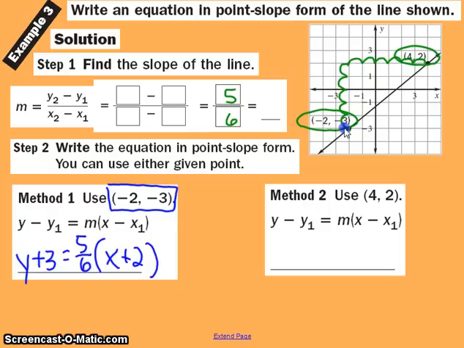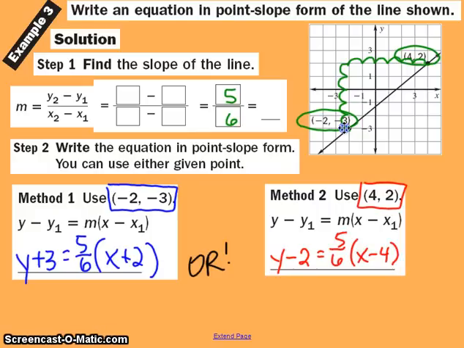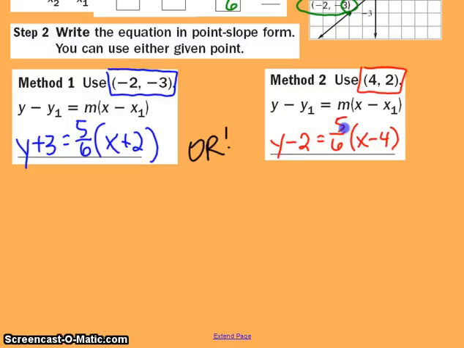Or, big or, because I will take either answer here. If you use the ordered pair for 2, you would have the equation y minus 2, my slope again is 5/6, times x minus 4. These actually are the exact same equation. Let me prove that to you by putting them in the same form.